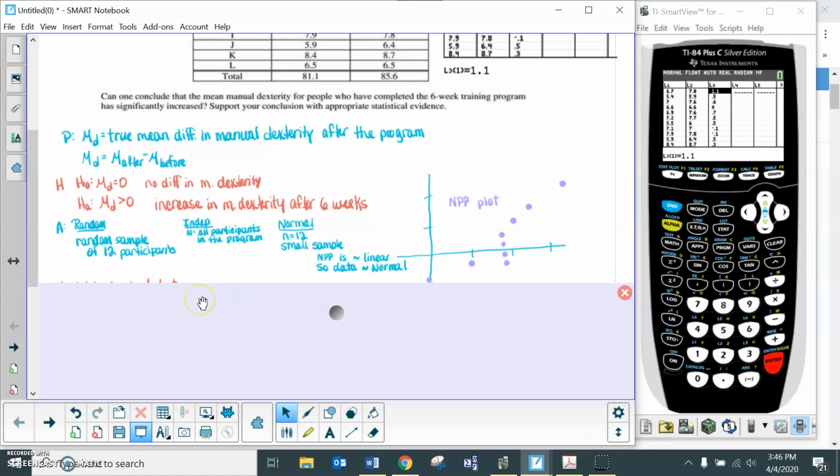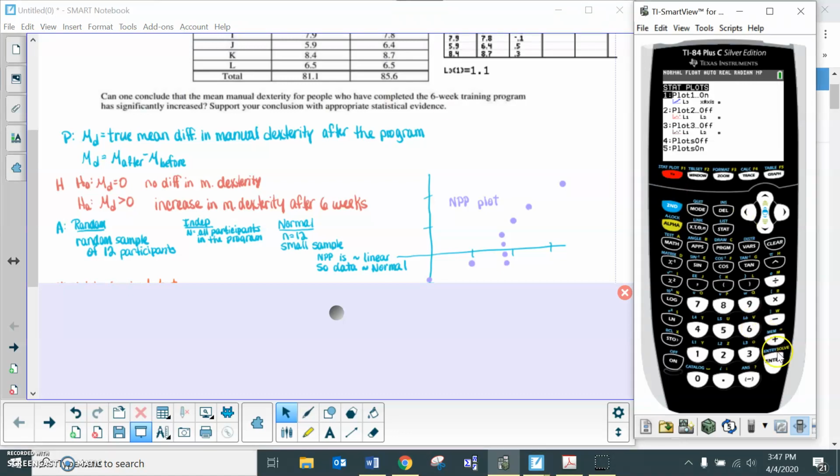So here I am. They did mention a random sample of 12. They also, for independence, it's a reasonable assumption that there are more than 10 times 12 people. I forgot to write the 10 times 12 on there. And the normal condition: now n is 12, we have a very small sample. So what I chose to do was come over here to my calculator and go second y equals, get to my stat plot. I'm going to turn a stat plot on.